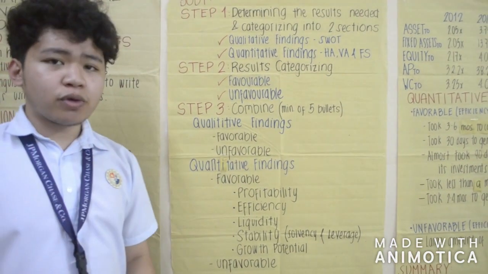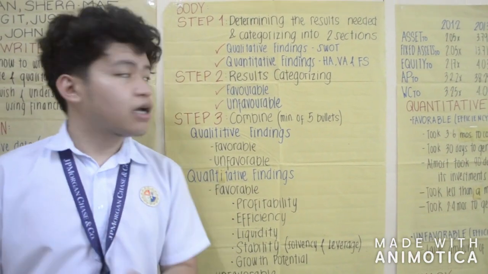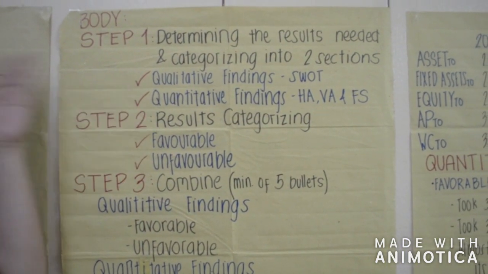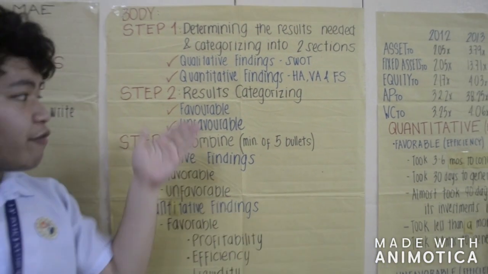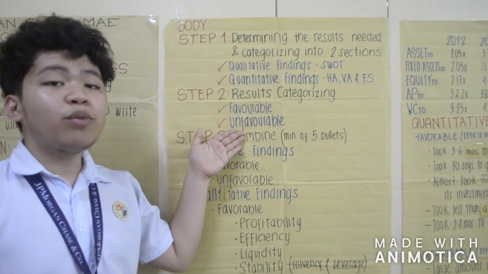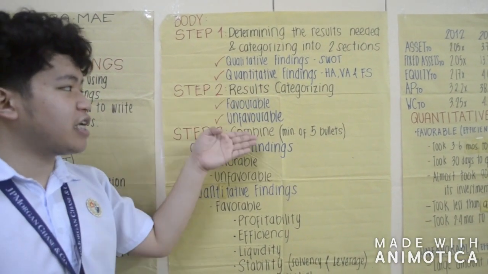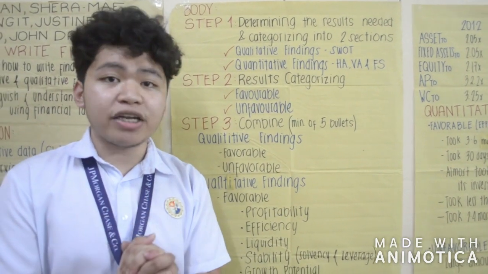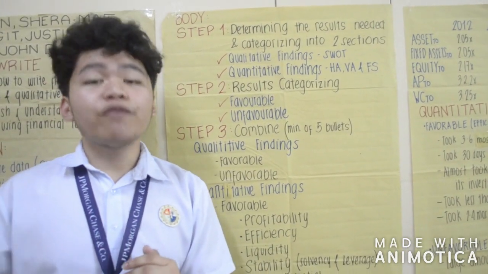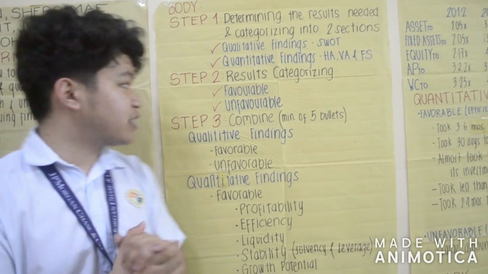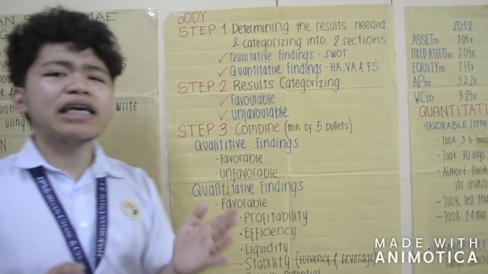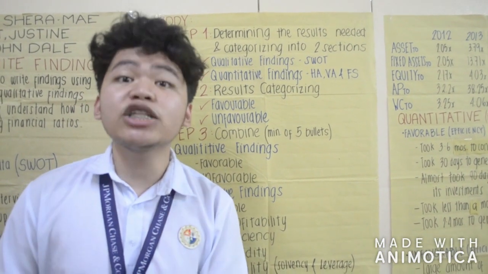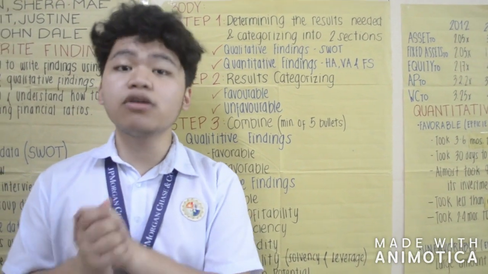Step 2, results categorizing. In the qualitative findings, you will categorize results into 2: favorable and unfavorable, the same with quantitative findings. Favorable is a good sign for the growth and expansion of the company, and unfavorable is not a good sign for the company, where certain problems need to be fixed and need solutions.